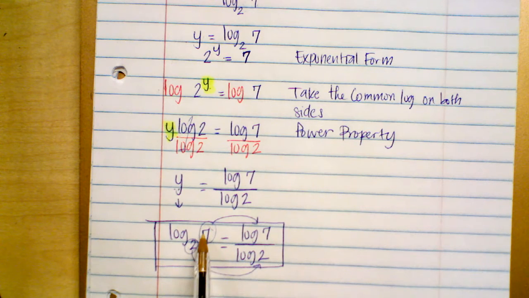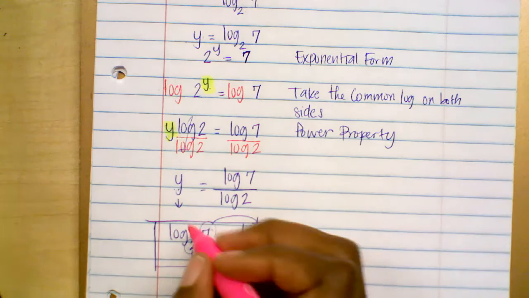As we can see here, the number 7, the number within the log, is above the base. So the number on the numerator, or on top, is always the number within the log. And the number that goes below is the common log of the base. Let me highlight that for you, so you can remember.